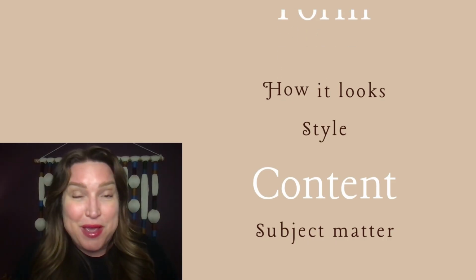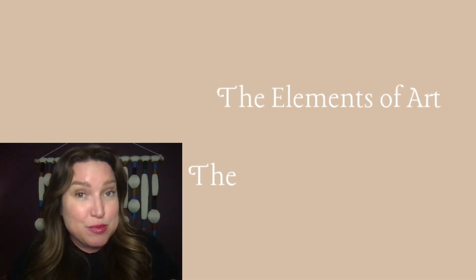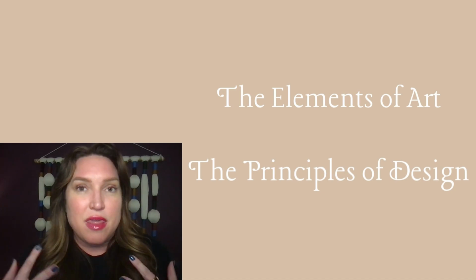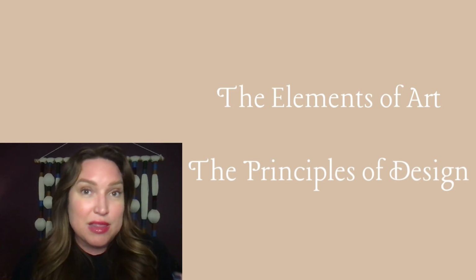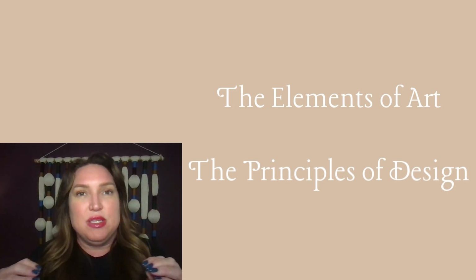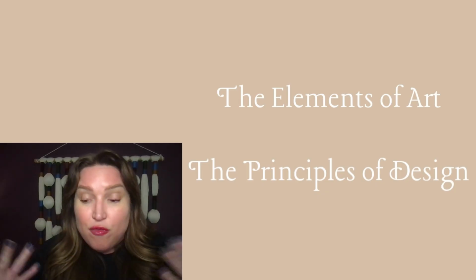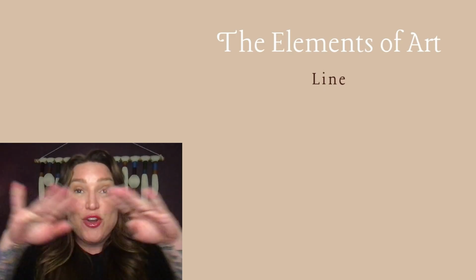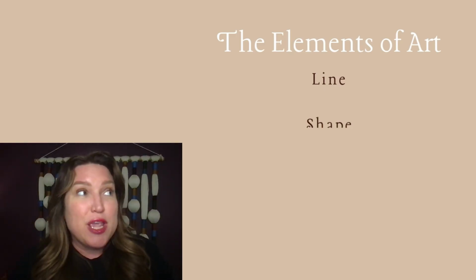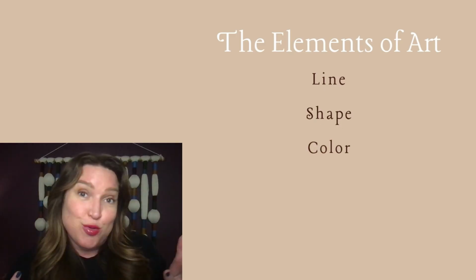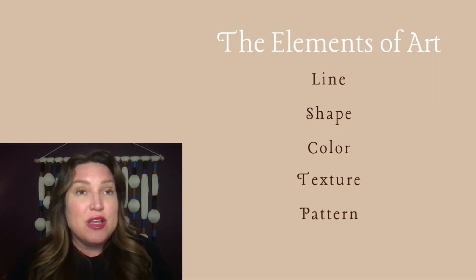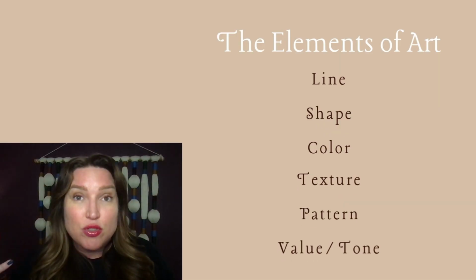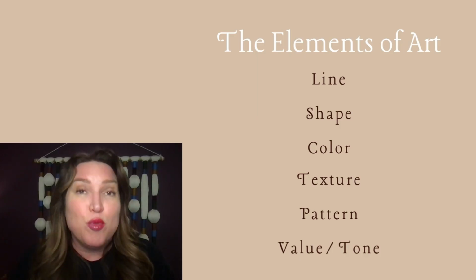What's that subject matter? So when we're talking about style, we might refer to some of the elements of art and the principles of design. You can think of them kind of like the alphabet of a language. So these are the basic building blocks of an artwork. So for example, if we're talking about a painting, we might talk about things like line. How did the artist use lines in the painting? Shape, color, which colors did they use? Texture, pattern, value or tone, how light or dark something is. So these are the formal elements of art.